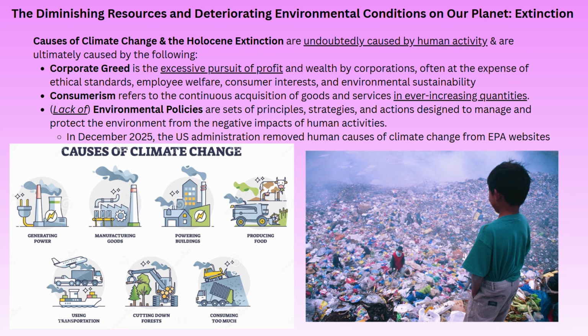Okay guys, this slide alone might get me in trouble, but I don't really care. To put this video into a nice, neat little bow, if you crunch down the numbers across the board for all the reasons, account for everything, climate change and the 6th mass extinction event are undoubtedly caused by human activity and are primarily caused by the following 3. 1, corporate greed, which is the excessive pursuit of profit, period, and wealth by corporations, often at the expense of ethical standards, employee welfare, consumer interests, and environmental sustainability.